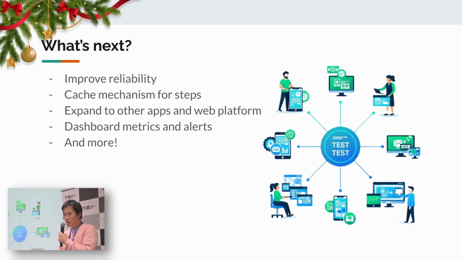And lastly, we do also measure the metrics and alerts so that whenever there is an unexpected failure in a specific version of the application, then it will give us an alert and we'll be able to see the history of the failures of running these test cases.